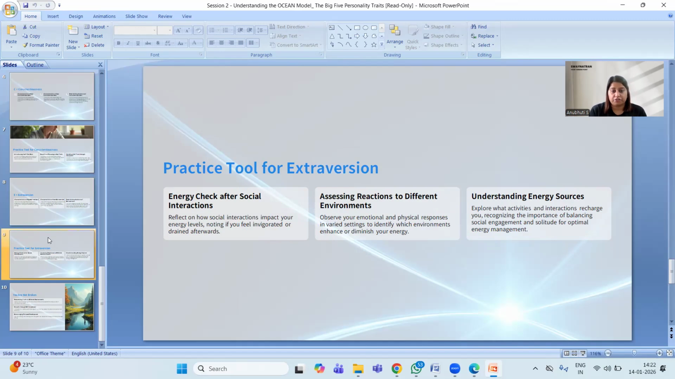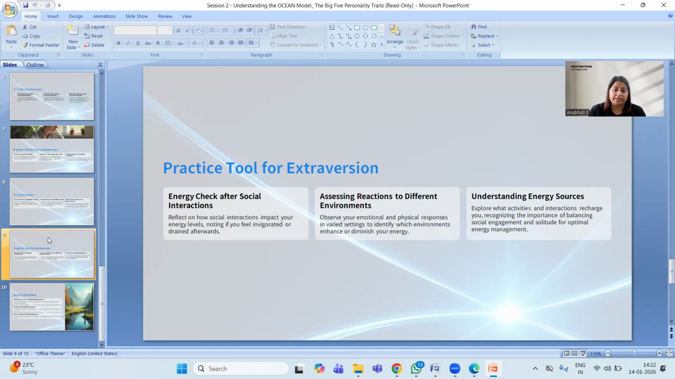Practical tools for extraversion. If you want to make this your flex, then you have to check your energy after social interactions. Do you feel drained or do you feel happy? Or probably you are feeling okay after 2 hours, but not okay after 4 hours. It is something where your energy is balanced, but you have to make a choice while you are working whether this is a similar experience at your workplace or not. That helps you to make a better choice in terms of what kind of roles you prefer and what kind of growth you are looking forward to.